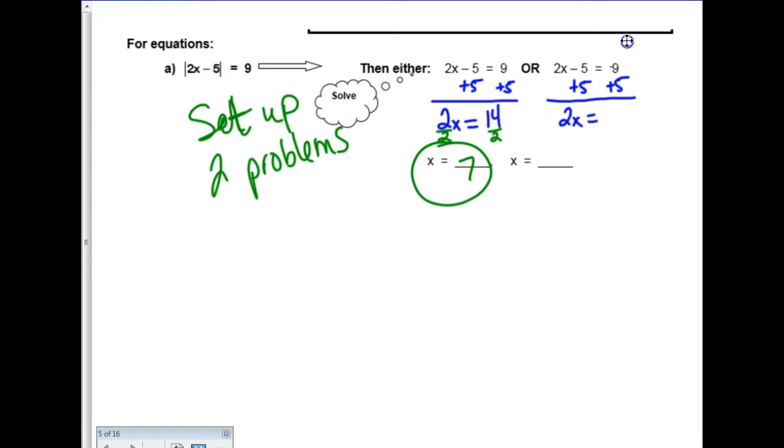So 2x equals, watch your negatives in your computation. A lot of your mistakes and your summatives have been right here. Negative 9 plus 5 is a negative 4. Still dividing by 2. So the other solution we get is x equals negative 2. So I just got a solution of x equals 7 and x equals negative 2. Which one is correct? They're both correct.